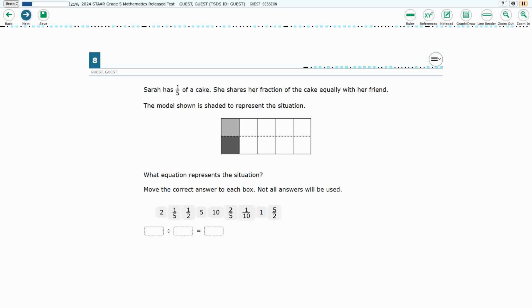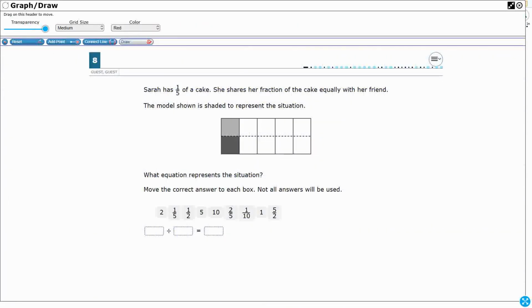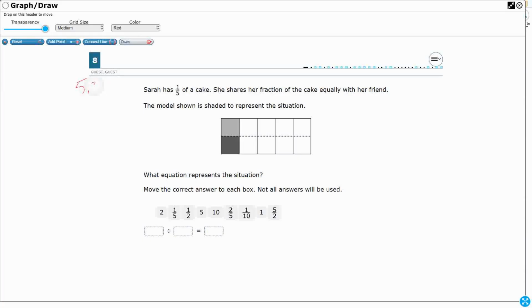For number 8, we are dividing unit fractions and whole numbers with models. And so this is standard 5.3J. And this is sometimes a confusing standard for students. You see we have a drag and drop. So Sarah's got 1/5 of a cake. All right, so right here, I'm going to use my red to draw my fifth. So I've got this dotted line.